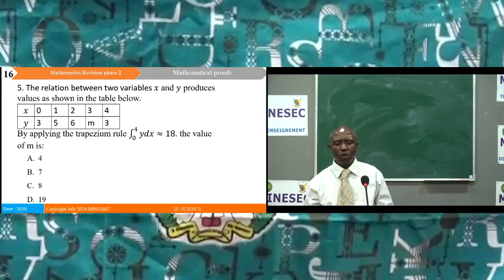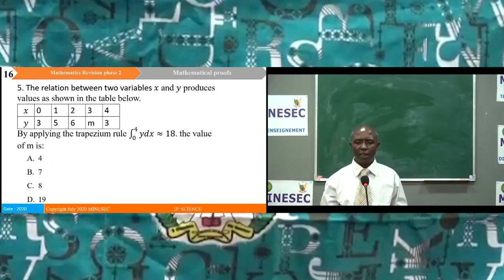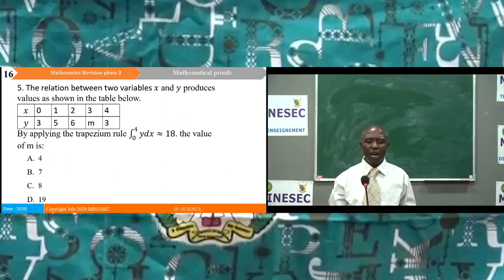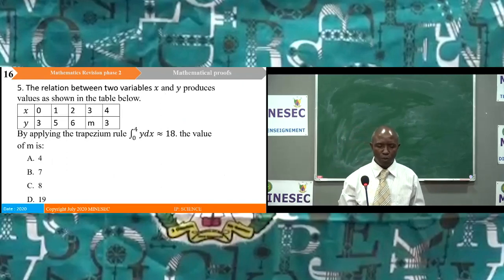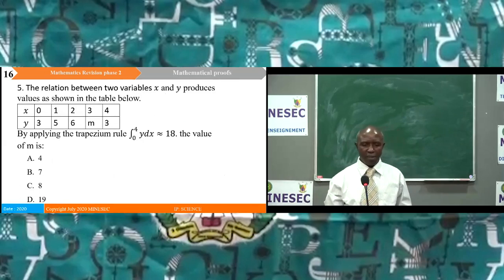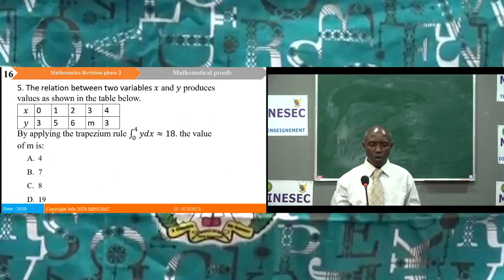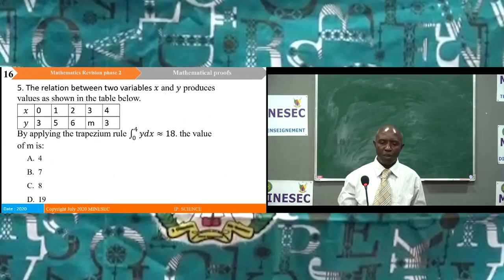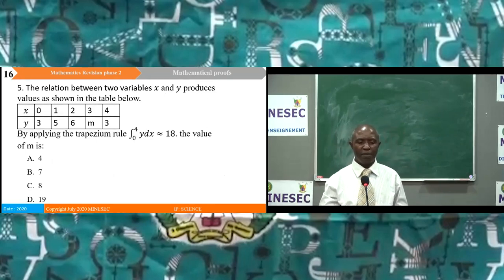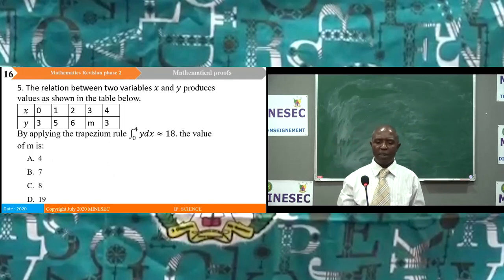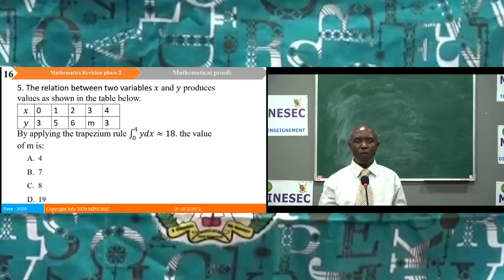The relation between two variables, x and y, produces values as shown in the table below. x is equal to 0, 1, 2, 3, 4, and y is equal to 5, 3, 5, 6, and 3. By applying the trapezium rule, the integral from 0 to 4 of y dx approximates to 18. The value of m is?